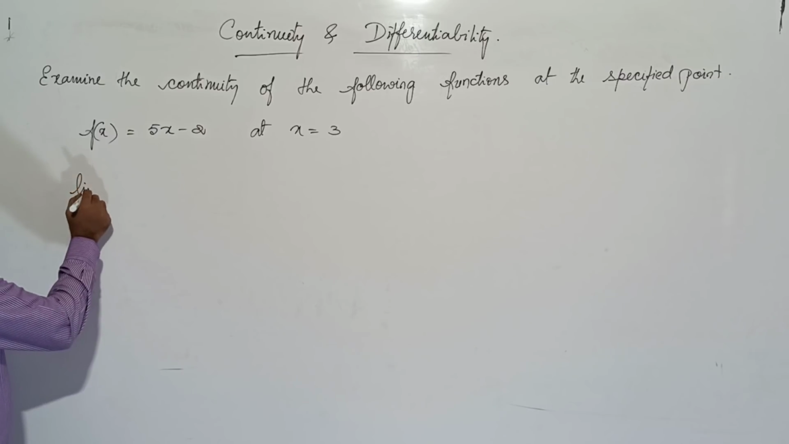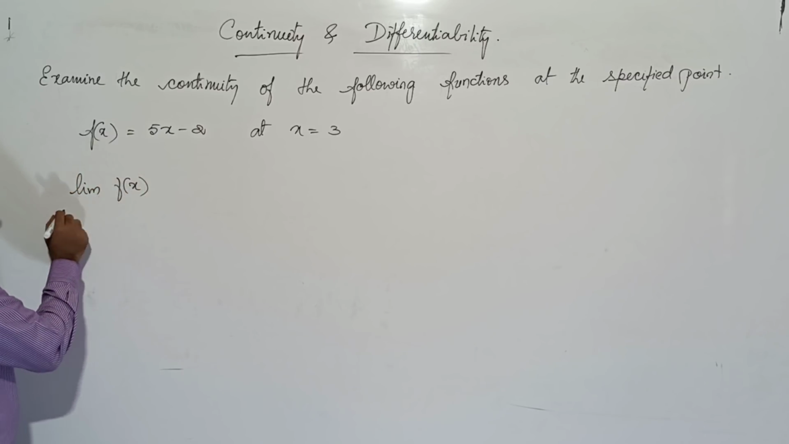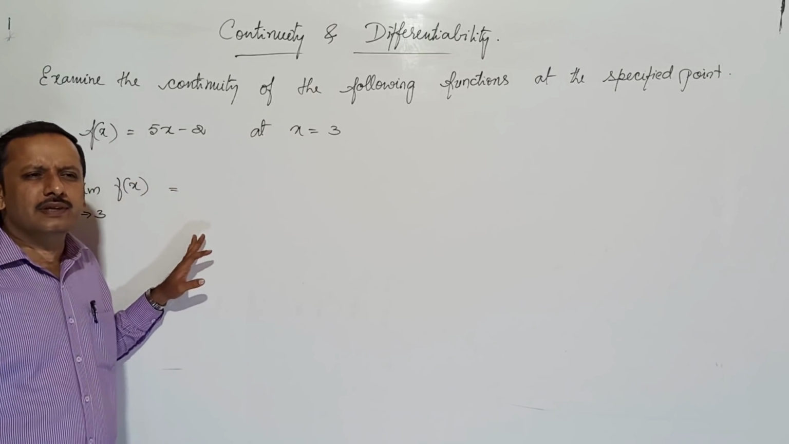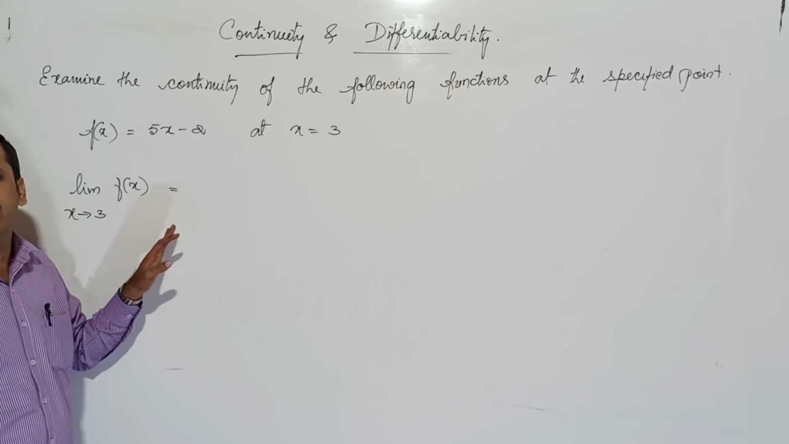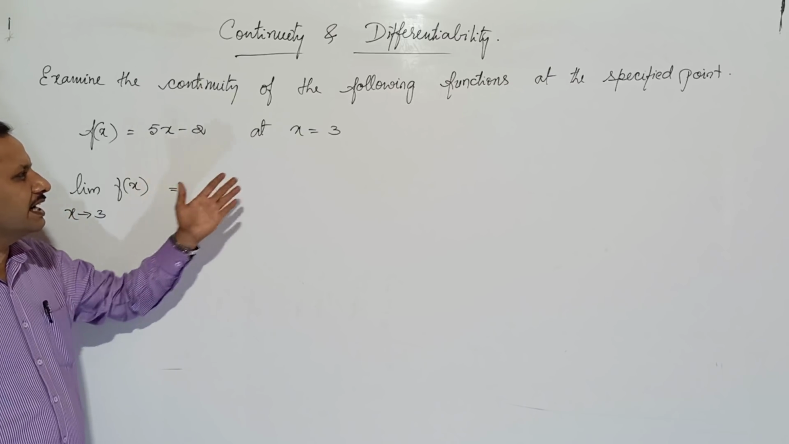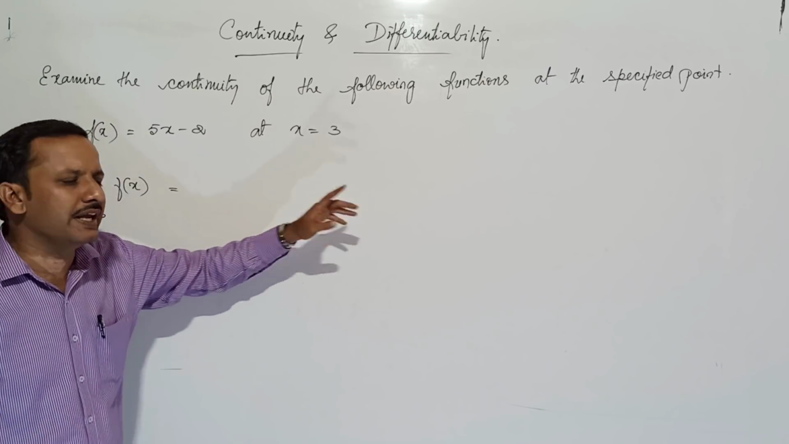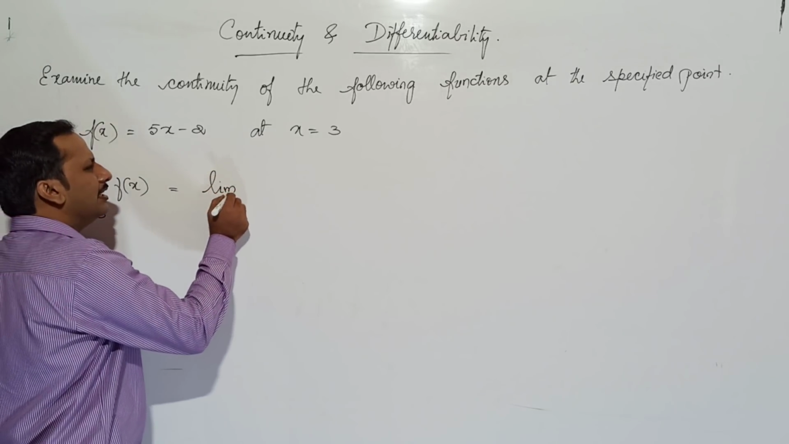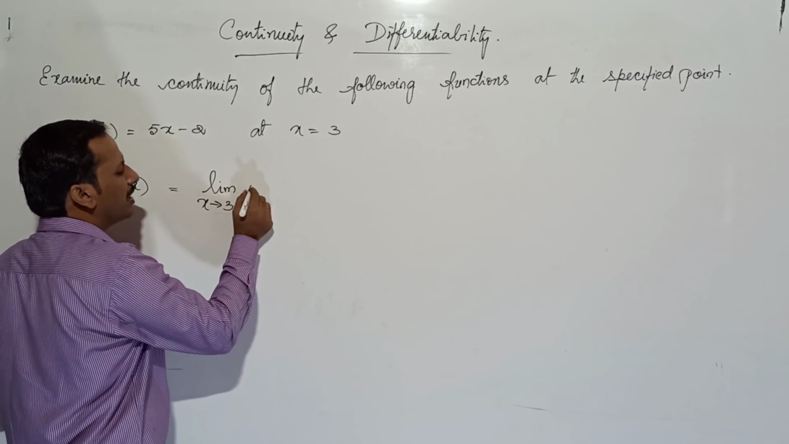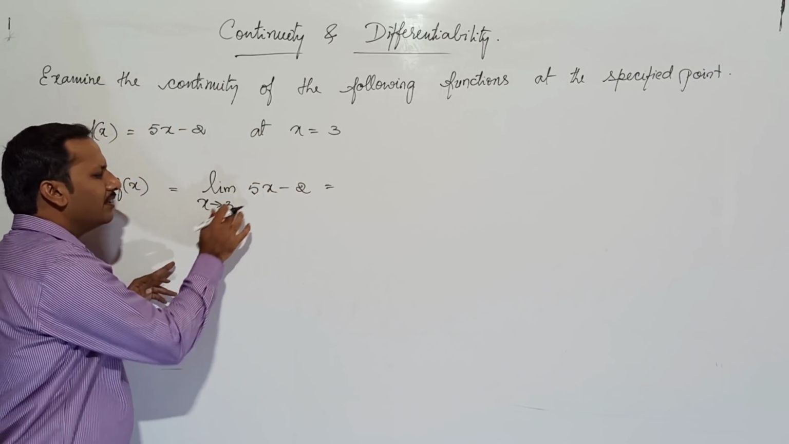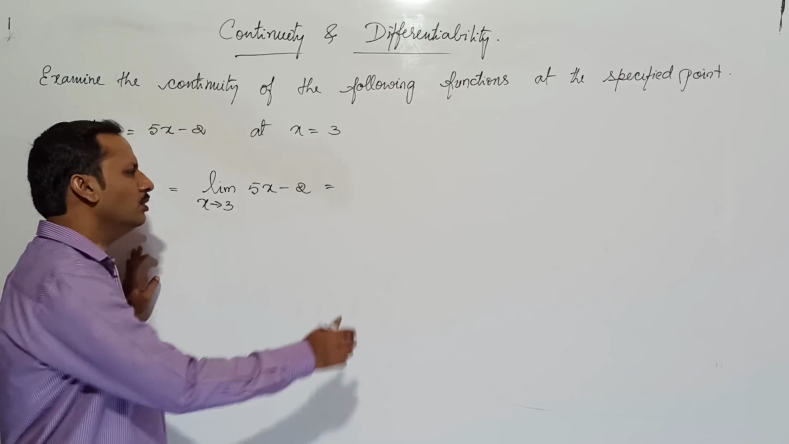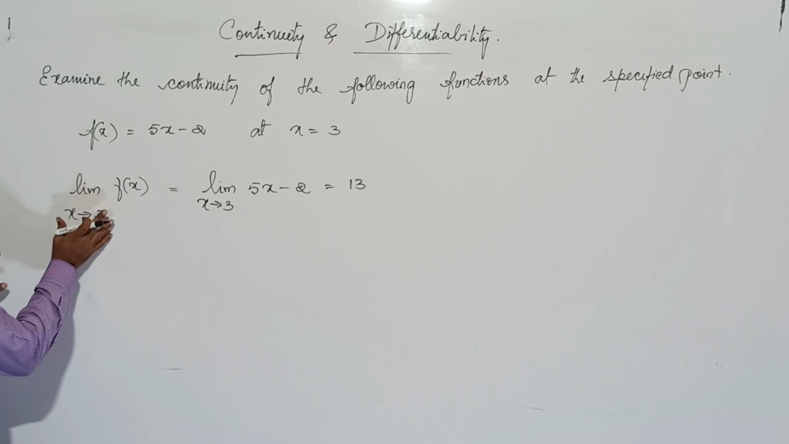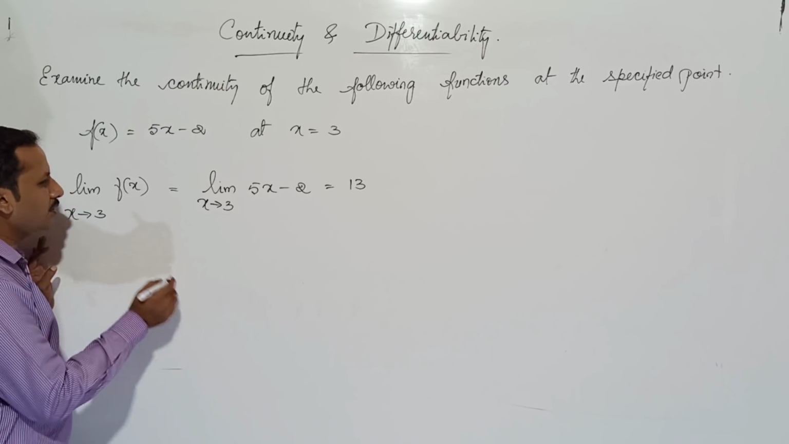I would like to find out the limit of f of x as x approaches 3. See, now for this particular problem, there is no need to go for left hand limit and right hand limit, because to the left side of 3 and to the right side of 3, function is defined as 5x minus 2 only. So we can directly write limit x tends to 3, 5x minus 2. Directly apply the limit, find 5 into 3 minus 2, which is equal to 13. This is the limiting value. Limit of f of x as x approaches 3 is equal to 13.